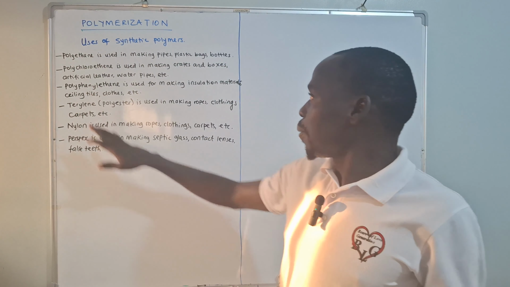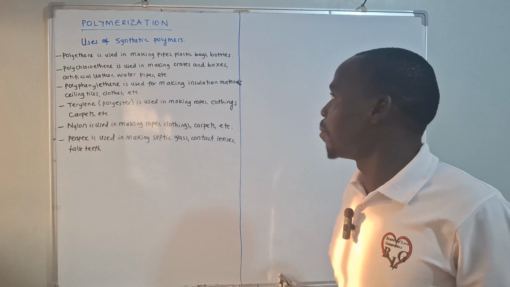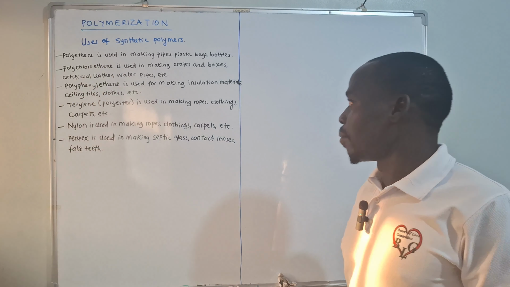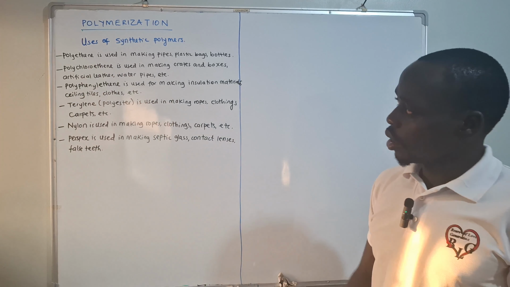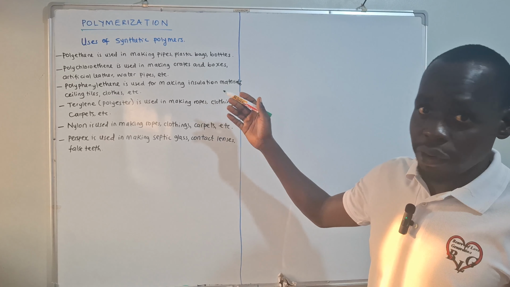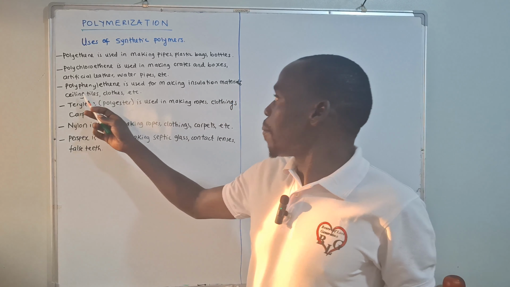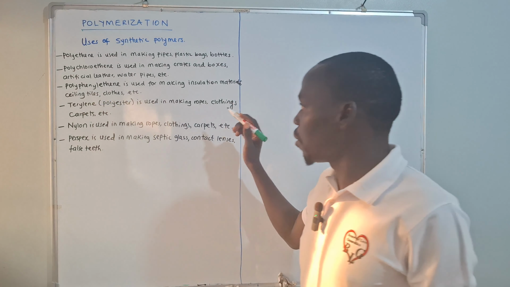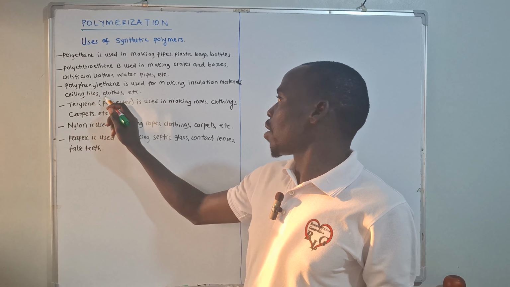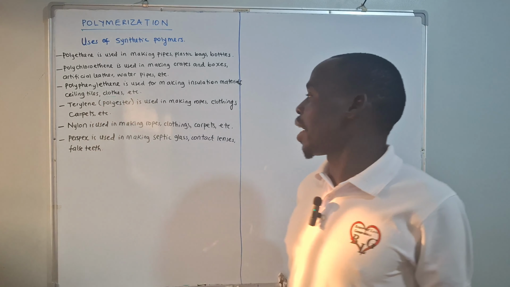And then again, polychloroethene is used in making crates, boxes, artificial leather, and then water pipes. Their uses are more or less the same. Then we have polyphenylethene used for making insulation materials, ceiling tiles, clothes, and many others.